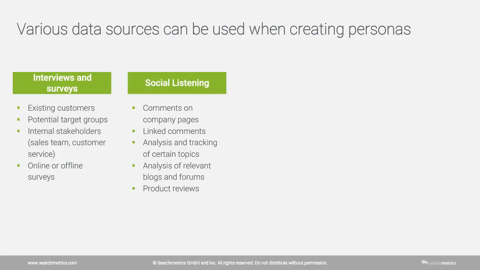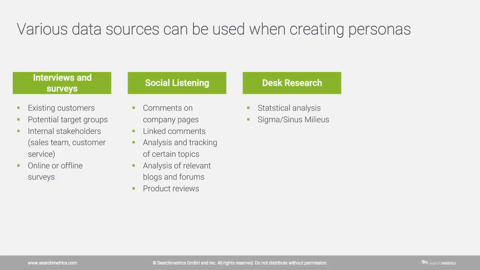And step 3, desk research. A lot of people have already done an analysis about something, so try to research it. And if you find something, try to gather relevant information out of there. There are Sigma and Sinus milieus where you can start your creation and base your persona on.